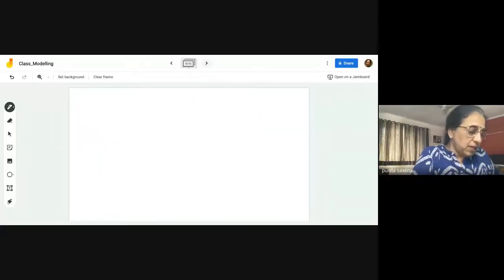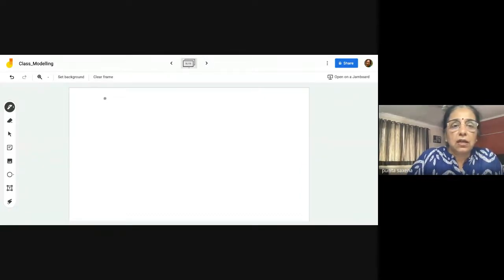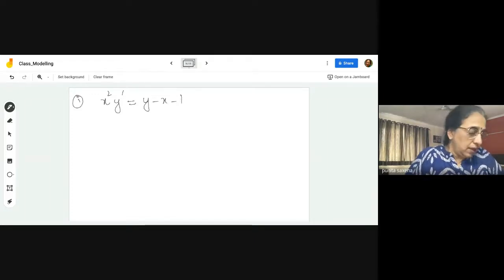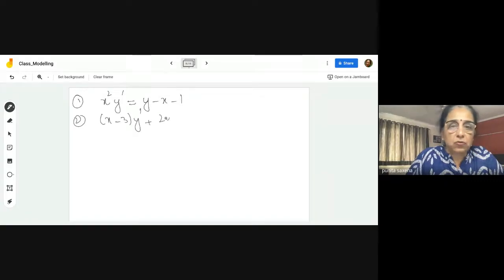Say, for example, supposing you have, do we have time? Yes, we have time. Supposing you have something like this differential equation: x square y dash plus 2y equal to y minus x minus 1. And this is one thing that we want to solve. And the second that we would like to solve is x minus 3 y dash plus 2y equal to 0. These two specific differential equations, supposing we have to solve them and see what happens to their solution.